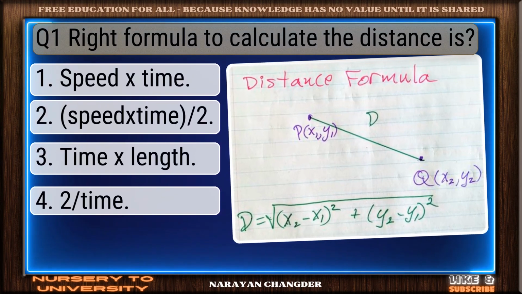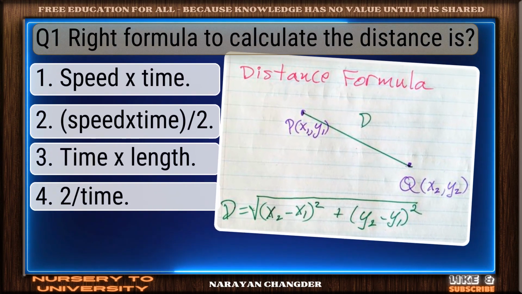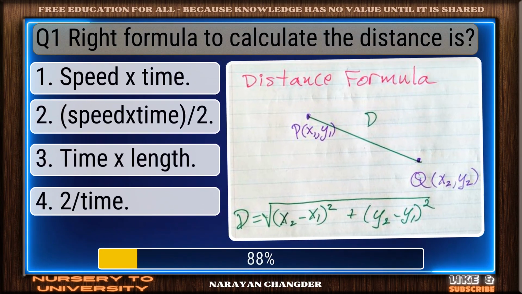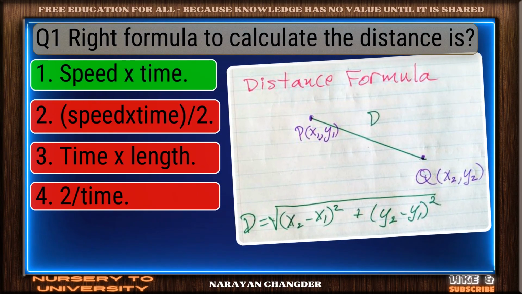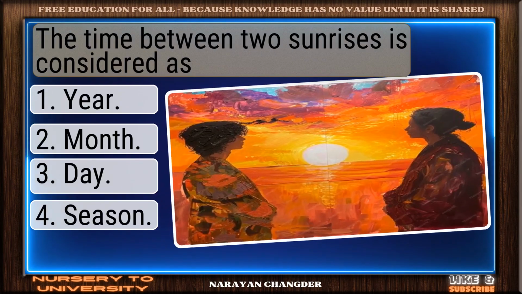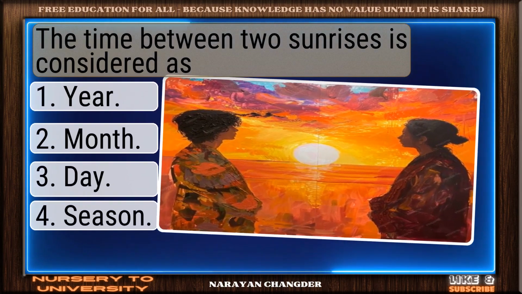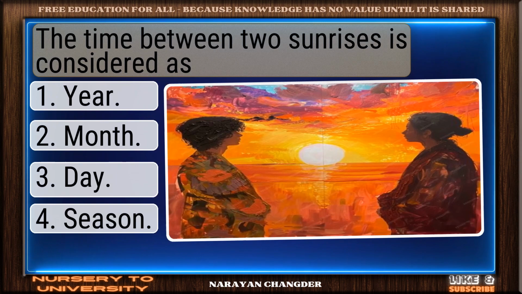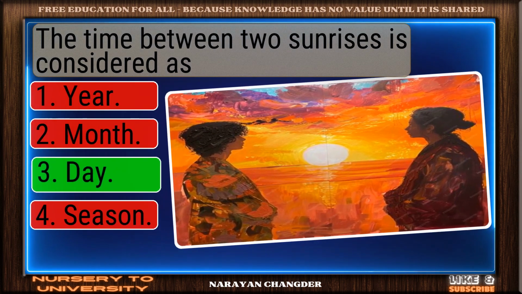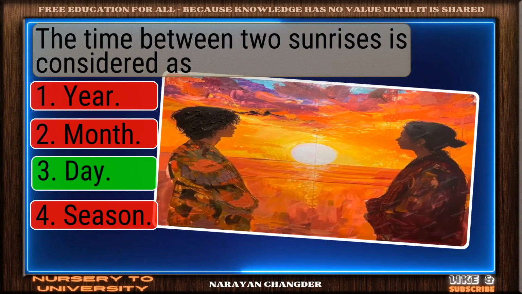Question number 35. The right formula to calculate the distance is. Solid response. Speed x time is a valid choice. Question number 36. The time between two sunrises is considered as. Nice selection. Day is the correct and valid answer.